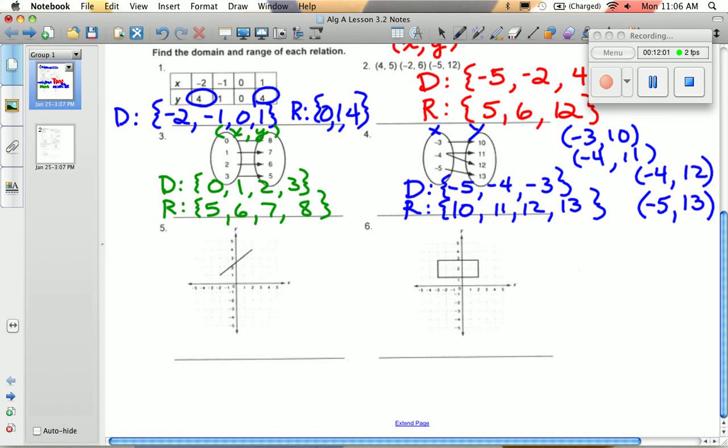The tricky ones are number 5 and number 6. In number 5 and number 6, can you tell me something about those graphs? Can you tell me how many ordered pairs the relation has in number 5? 4? 2. 2.